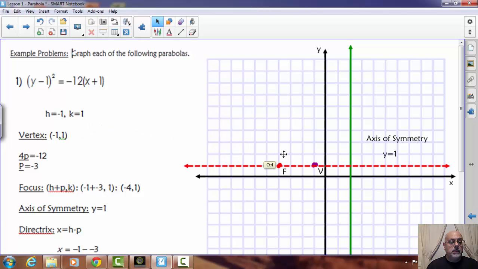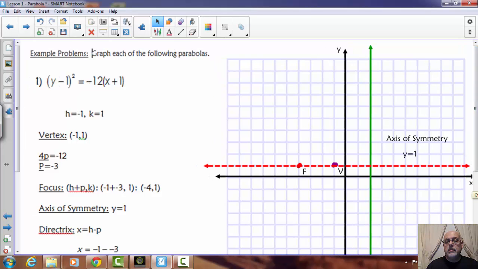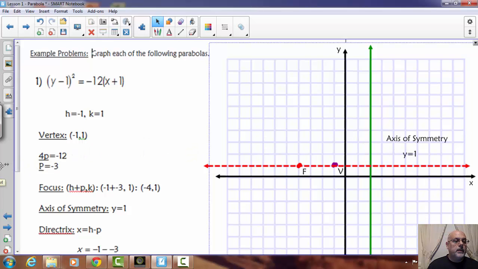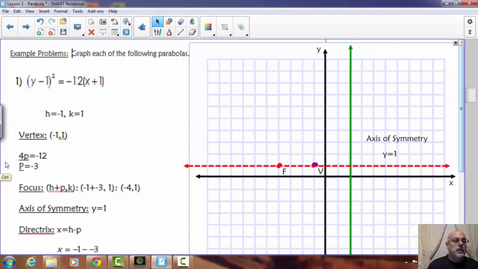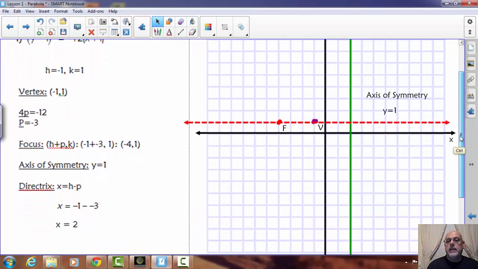Okay. Now let's look at this new term called the directrix. Okay, not sure what I did there. Oh, I see what I did. Okay. So bear with me as I try and navigate this pen.